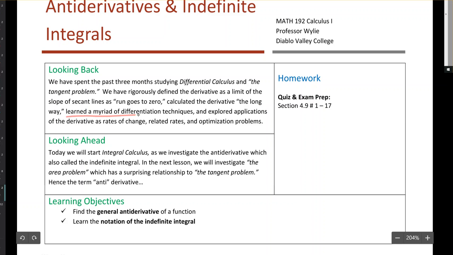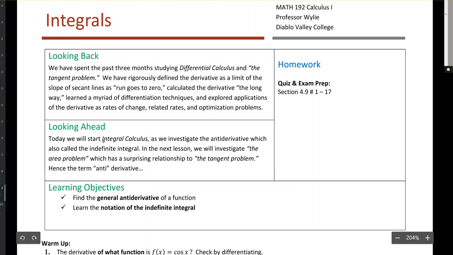We've learned a myriad of differentiation techniques and then used those techniques to explore applications, some of which have been rates of change, related rates, and optimization. So now we're going to lay the foundation for integral calculus. We're going to investigate the antiderivative, which has another name, the indefinite integral. These are synonyms. Antiderivative, also called the indefinite integral.